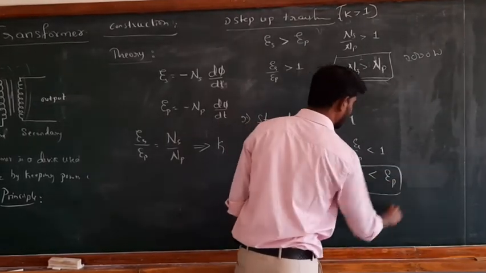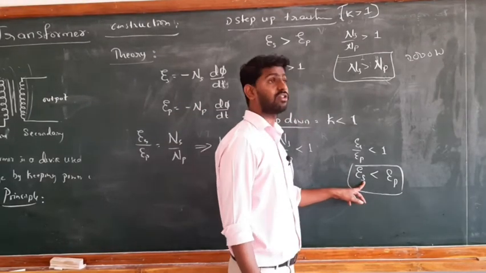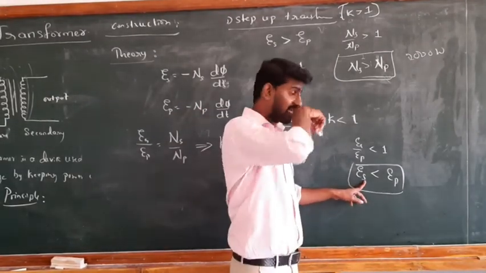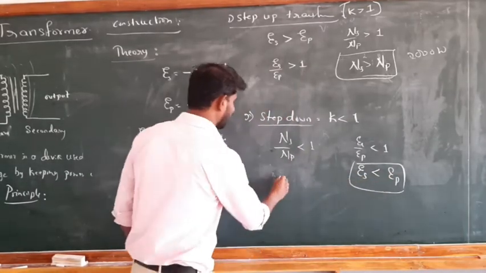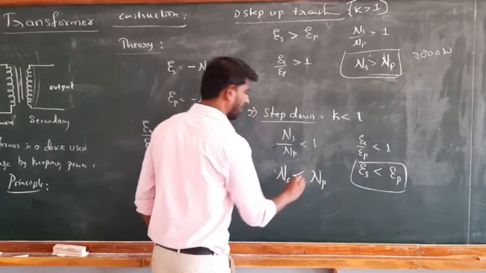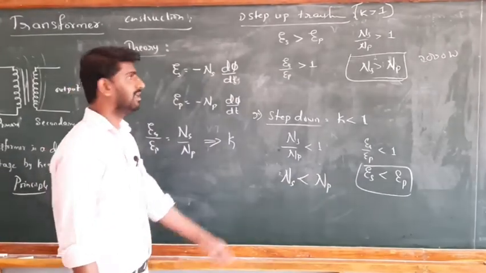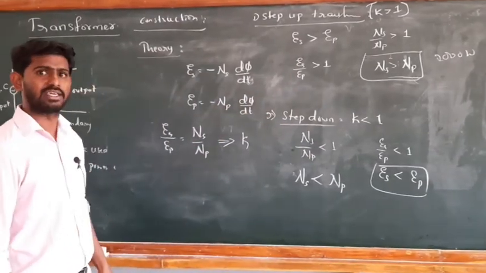So this is the condition for a step down transformer, where the secondary EMF, the EMF in the secondary coil, is less than the EMF in the primary coil. If you want to reach this, you have to take NS, the number of turns in the secondary coil, less than the number of turns in the primary coil. Okay, this is a very simple theory behind the transformer working.